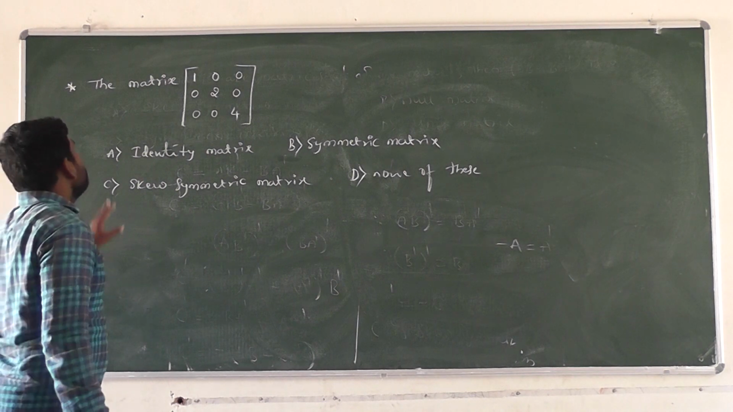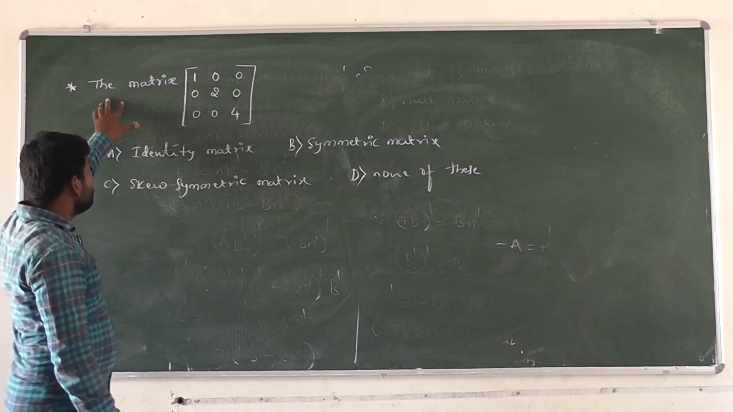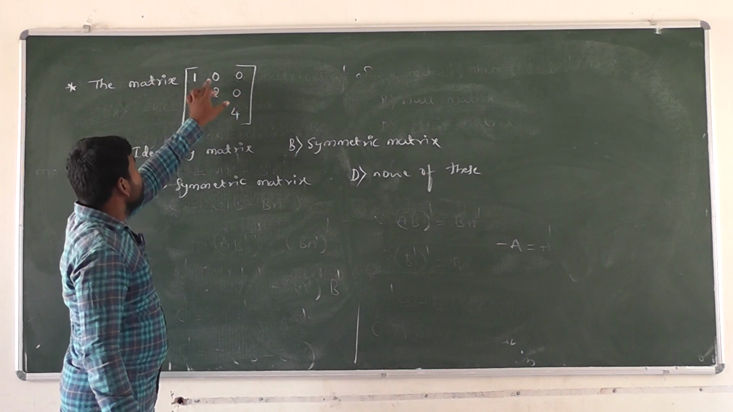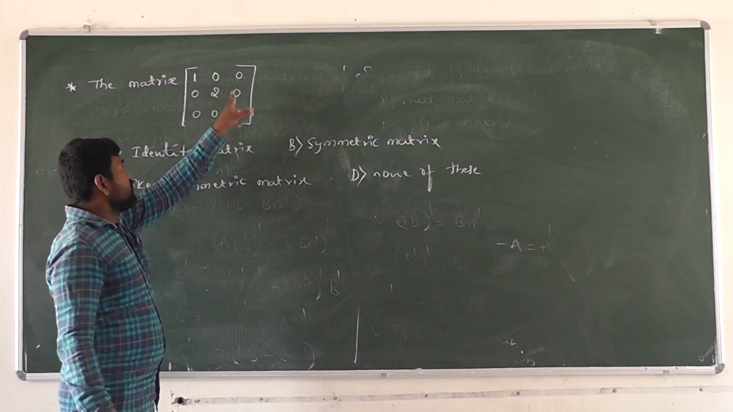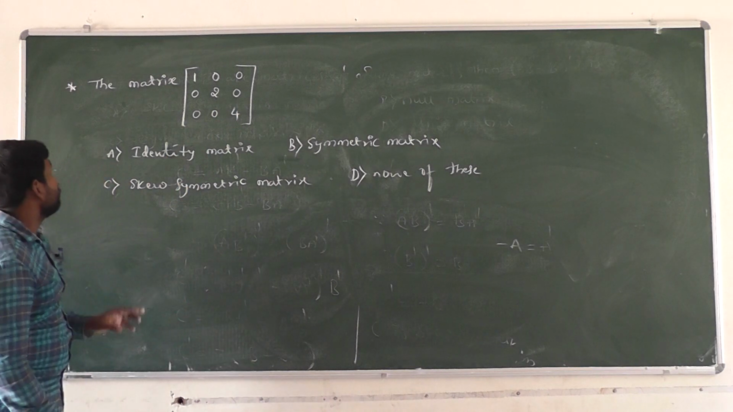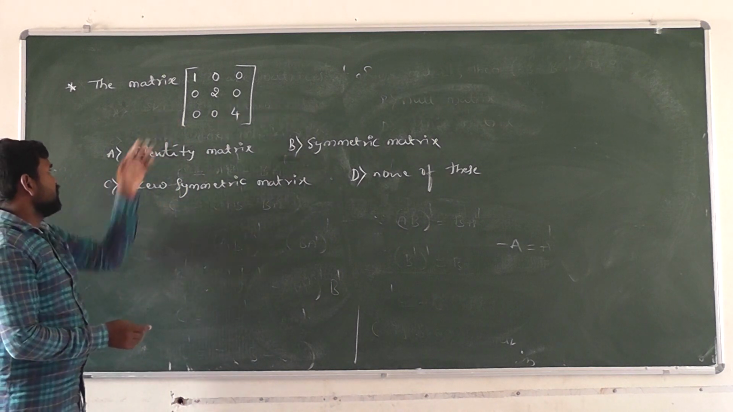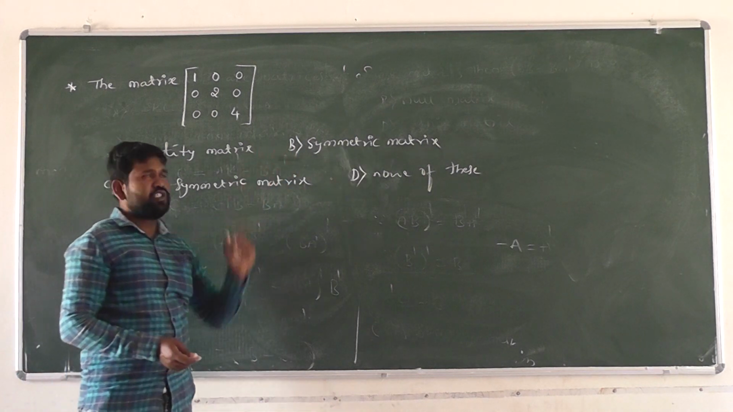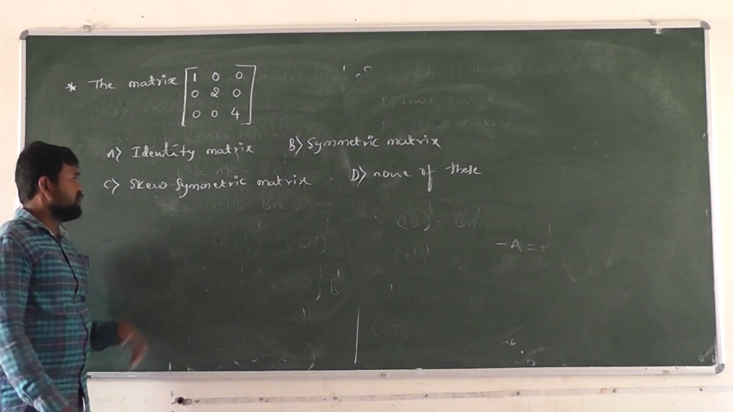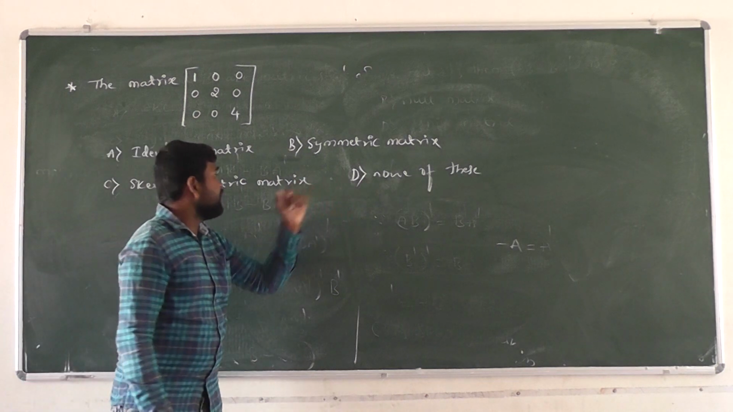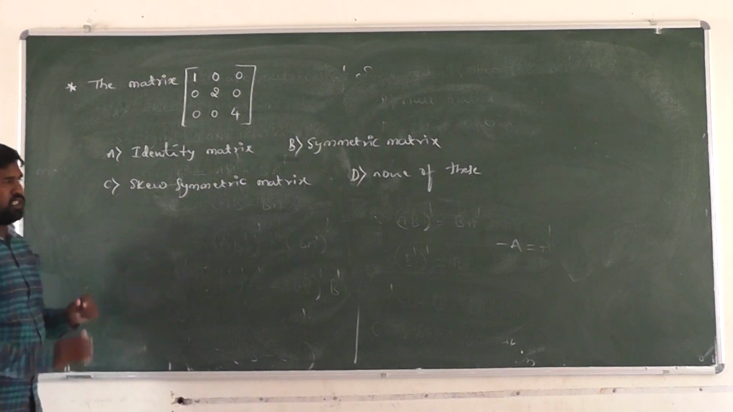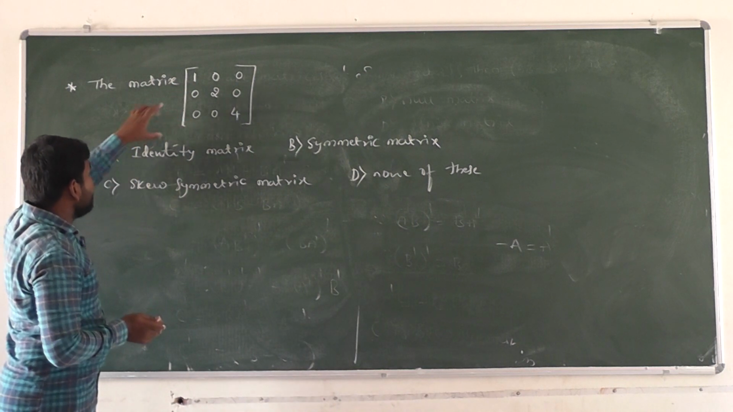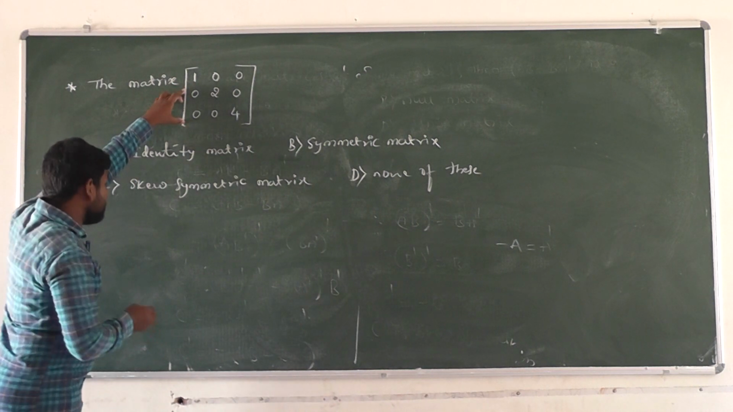Next question. Here a 3 cross 3 order matrix is given: first row 1 0 0, second row 0 2 0, and third row 0 0 4, right? This matrix is said to be what? Option A is identity matrix, B is symmetric matrix, C is skew symmetric, and D is none of these, right? What is the order of this matrix? 3 cross 3 order.